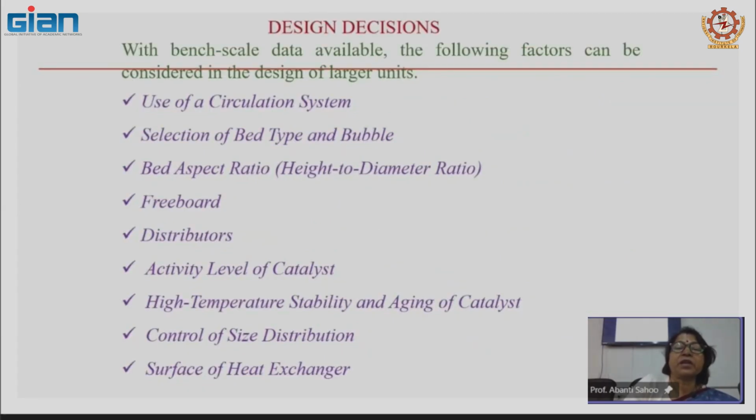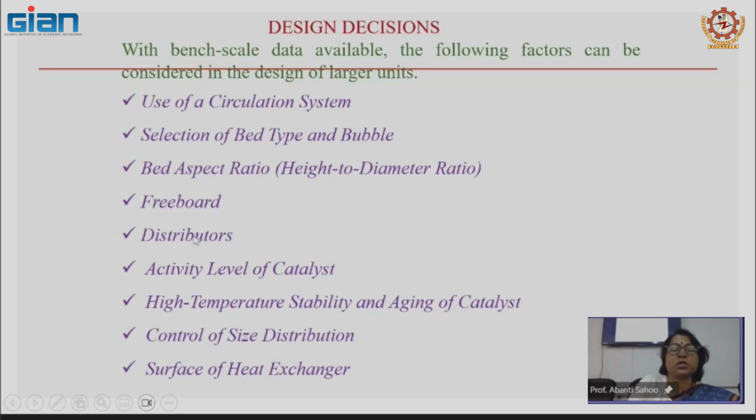So, design decisions: when some bench scale data is available, some other factors can be considered for the design of the reactors, that is, in pilot plant sizes. What is the use of circulation systems, bed type, bubble size, bed aspect ratio (height to diameter ratio), and freeboard region? What height freeboard is there, what height main bed region is there? That also has an impact on the reactions, because if the freeboard region is high, reactions may take place in the freeboard region, and some of the gaseous product may be lost to the atmosphere.